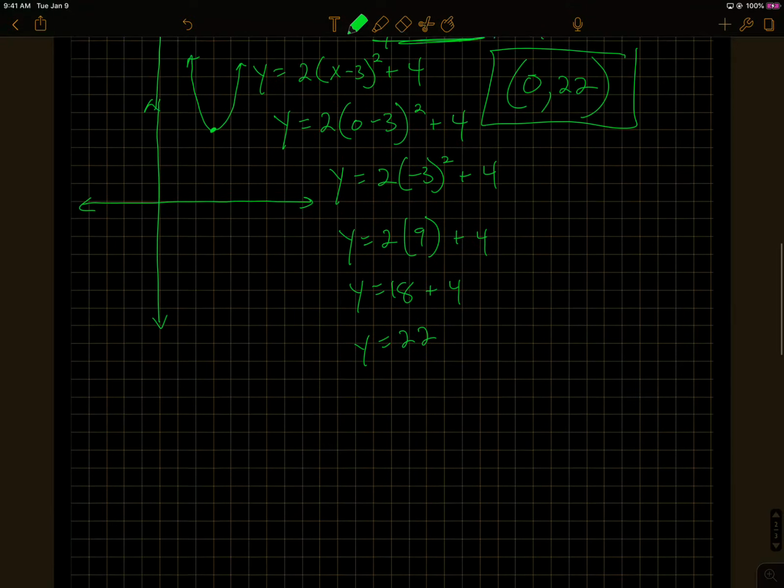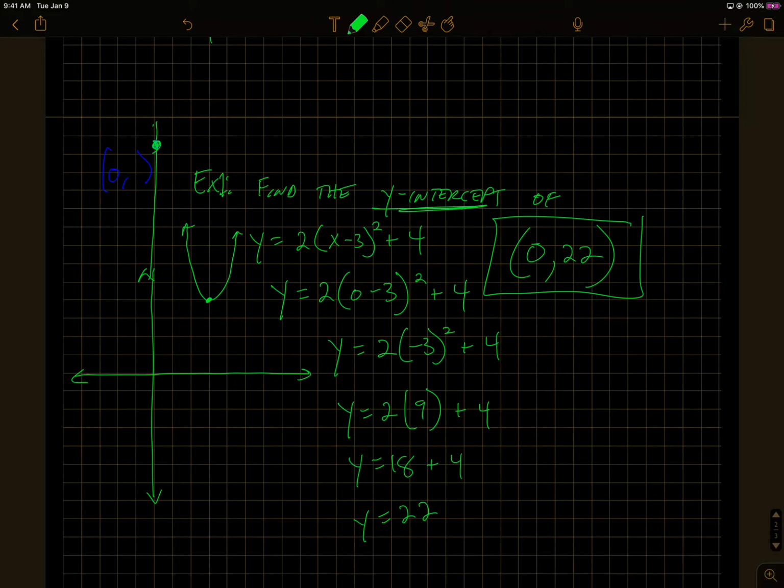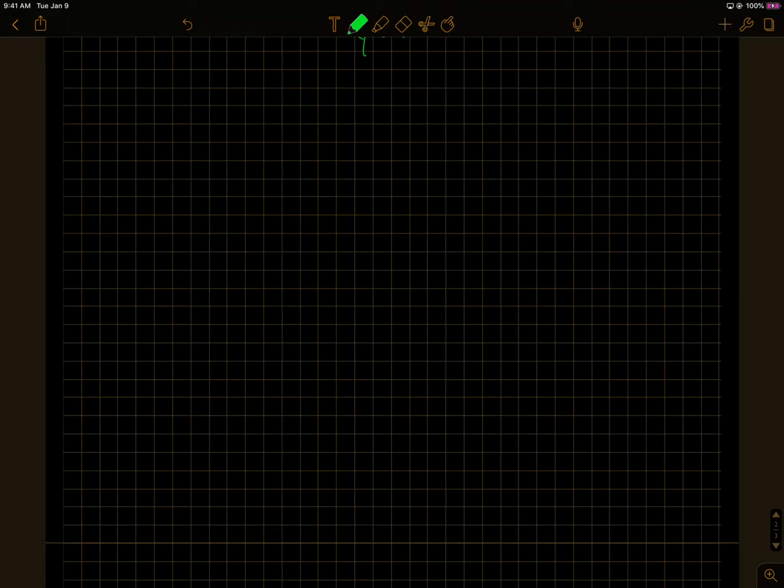Okay, that was example 1. Now let's look at how to find x-intercepts. So the question first is, how many x-intercepts does a parabola have?